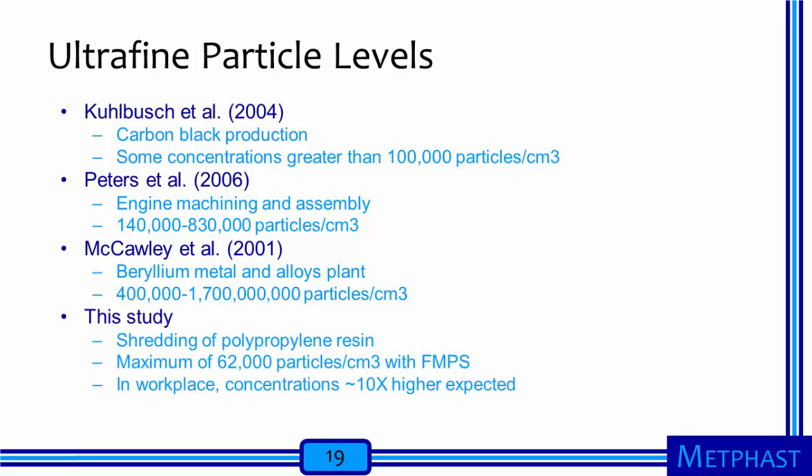In our study, the maximum concentration observed with the plain resin using the FMPS was 62,000 particles per cubic centimeter, which was lower than any of the maximum concentrations from the other papers. In a real workplace where plastics are being shredded by a larger machine at a faster pace, we anticipate that concentrations might be about 10 times higher than in this experimental study. Even with this adjustment, number concentrations produced by shredding of plastics would not be out of line with what has been observed in other operations that may generate airborne nanoparticles.